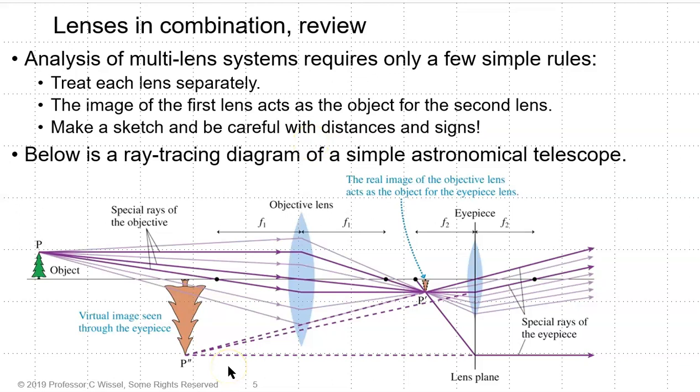Below is a ray tracing diagram of a simple astronomical telescope. This also is a 2-lens system. If you go into Astronomy 111, we'll go into this in greater detail.